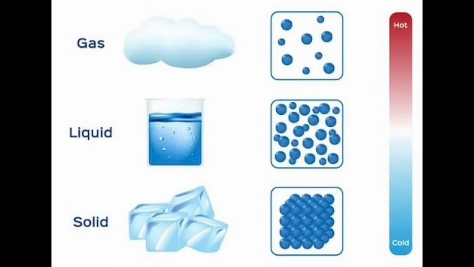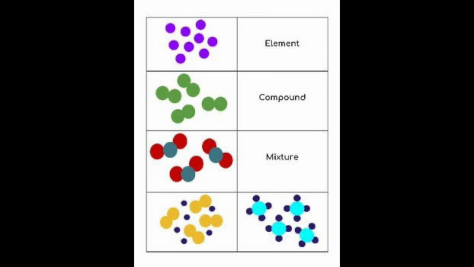Okay, so moving on, I want to have a look at the composition of matter. So we can divide matter into pure substances and mixtures. Pure substances are those that are comprised of only one type of atom or one type of molecule, and include things like elements and compounds.